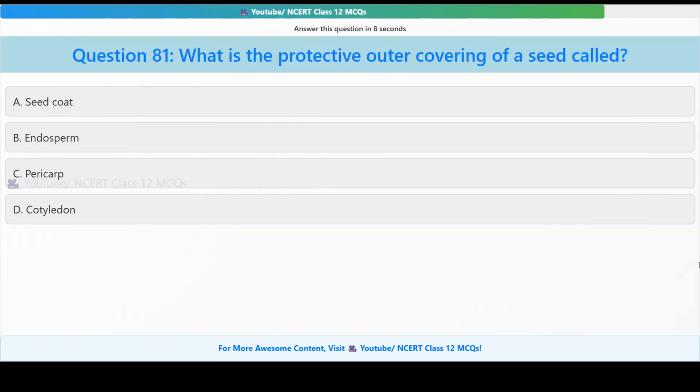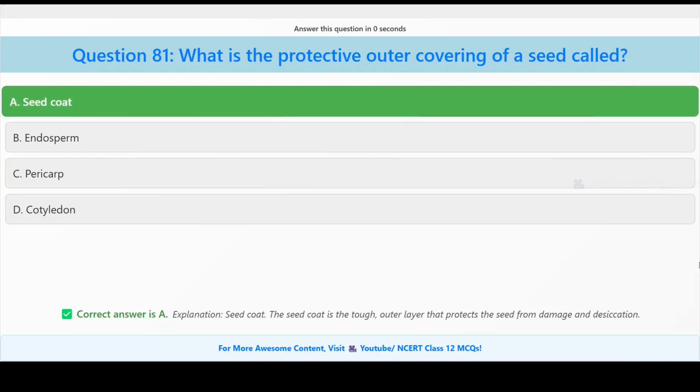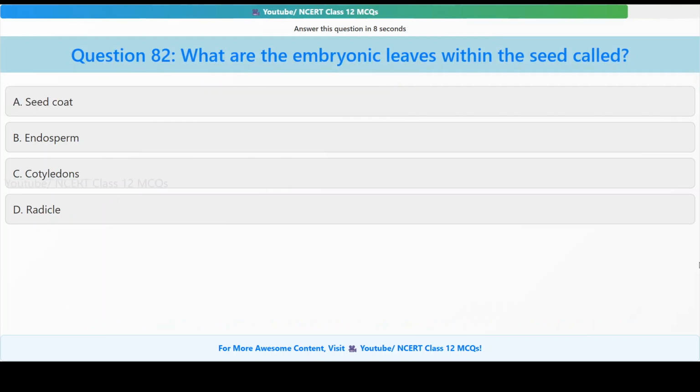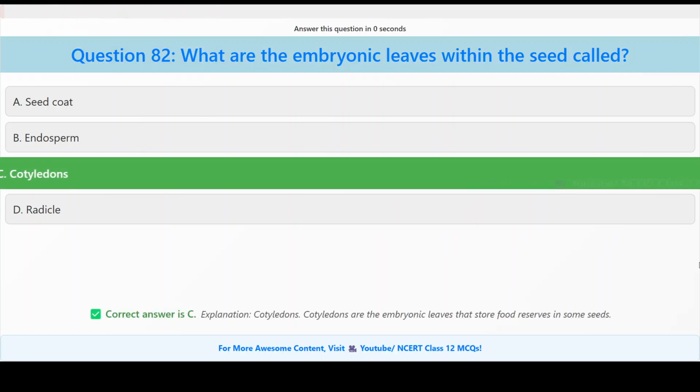Question 81. What is the protective outer covering of a seed called? Seed coat. The seed coat is the tough, outer layer that protects the seed from damage and desiccation. Question 82. What are the embryonic leaves within the seed called? Cotyledons. Cotyledons are the embryonic leaves that store food reserves in some seeds.